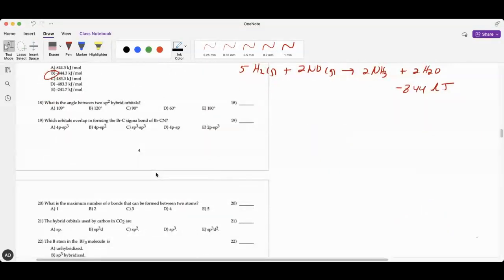What is the angle between 2 sp2 hybrid orbitals? B, 120. Yeah, because remember, sp2 hybridization corresponds to a trigonal-planar geometry. sp3 hybridization corresponds to a tetrahedral geometry. And we're only looking at electron pair geometries. And an sp hybridized orbital corresponds to a linear geometry.